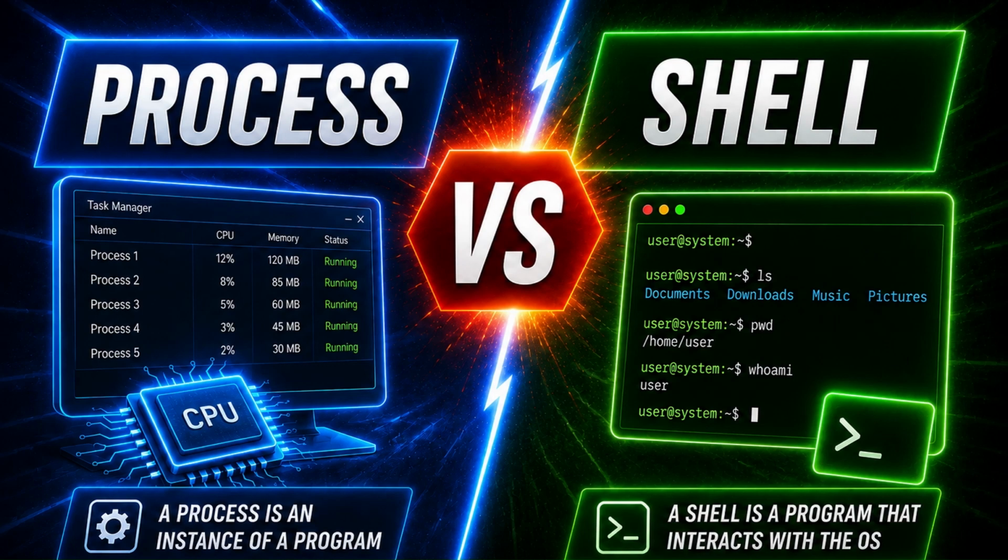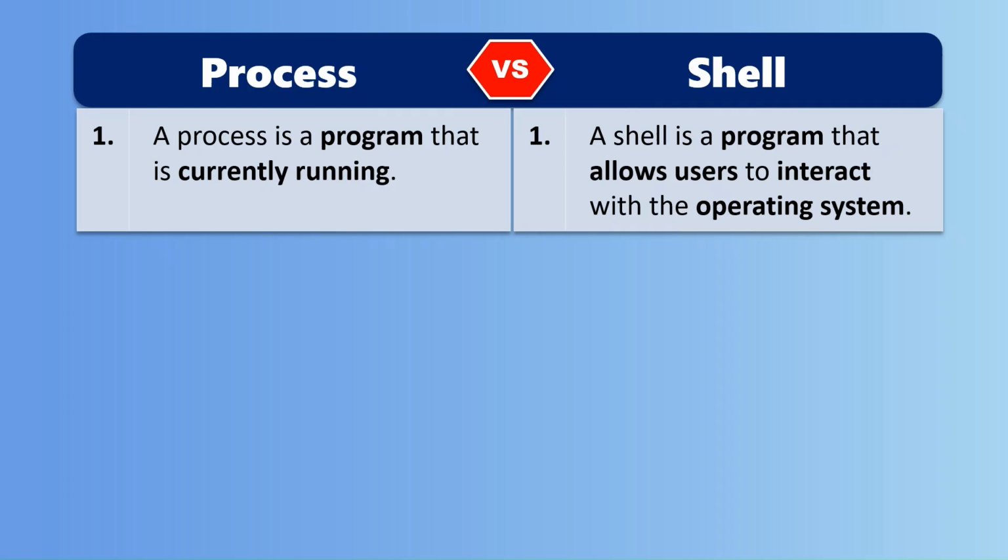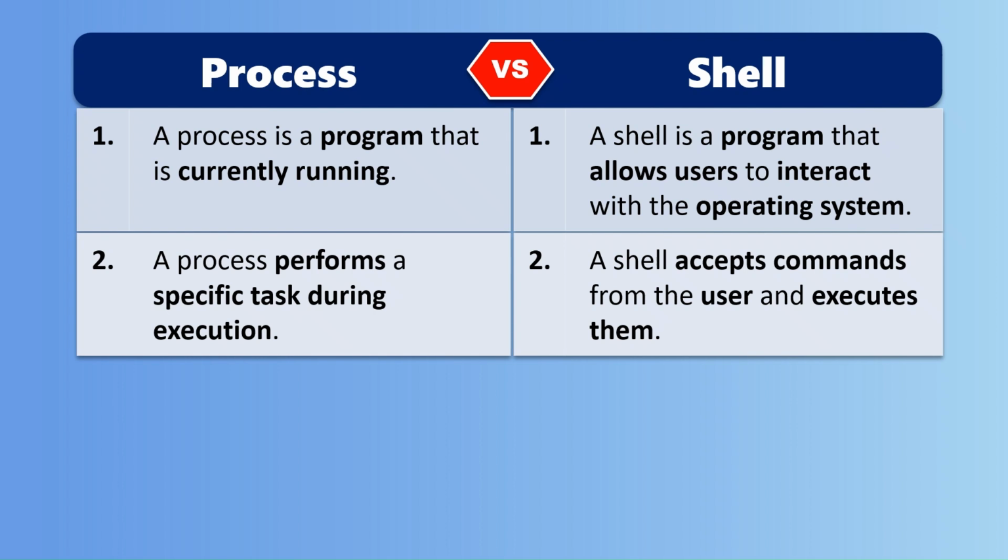Let's see what is the difference between process versus shell. A process is a program that is currently running. A shell is a program that allows users to interact with the operating system. A process performs a specific task during execution. A shell accepts commands from the user and executes them.